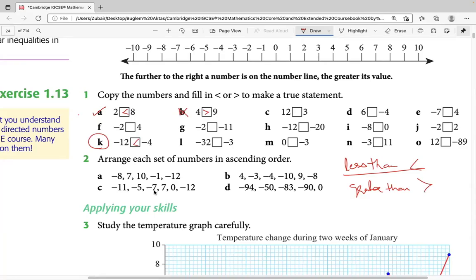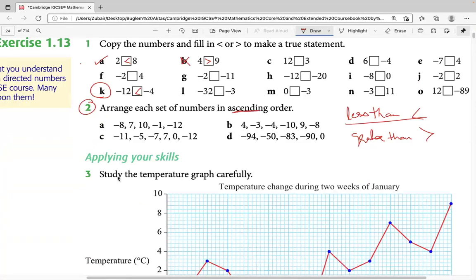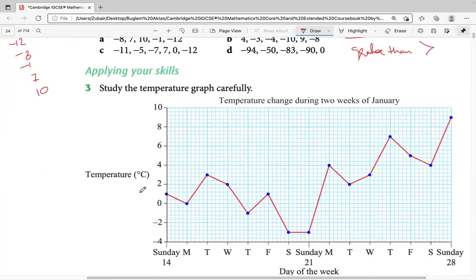Correct. So what about arrangements? Can you arrange them in ascending order? So it would be -12, -8, -1, 7, then 10. Very good. Very good.